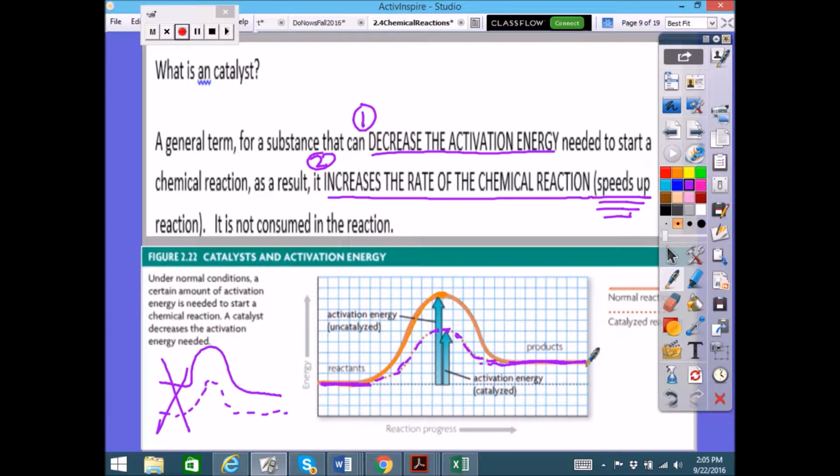So you are expected to be able to know what this is showing you if you were to see that graph, or you should be able to identify it. That's why here it says activation energy. You need to know the definition and the graph. Okay?